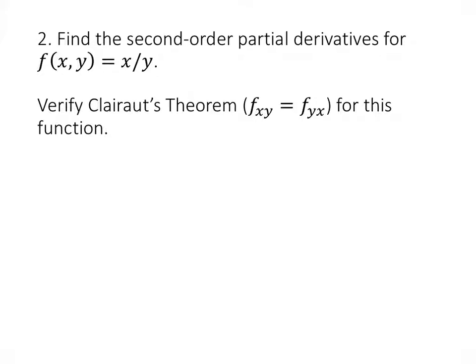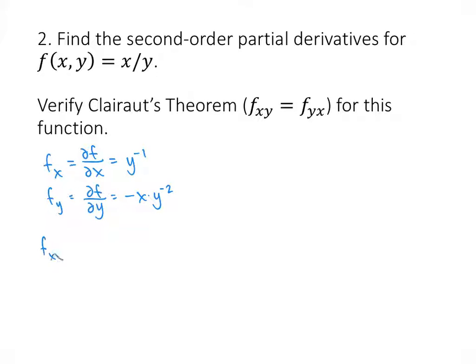Now we're going to continue talking about this same function, x over y, and now we want to find the second order partial derivatives and also verify something called Clairaut's theorem. So it's helpful to remember the first order partial derivatives that we already found in the first problem, and now we're going to find the second order partial derivatives. So there are 3 second order partial derivatives.